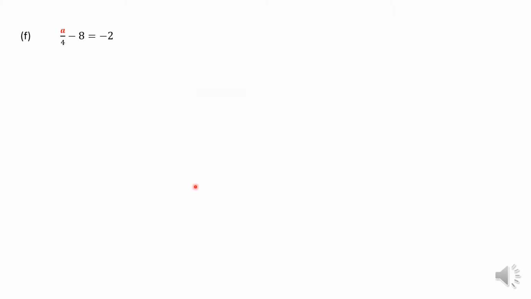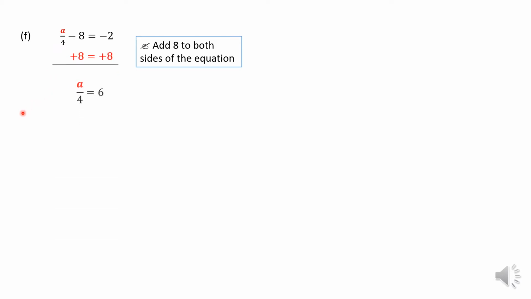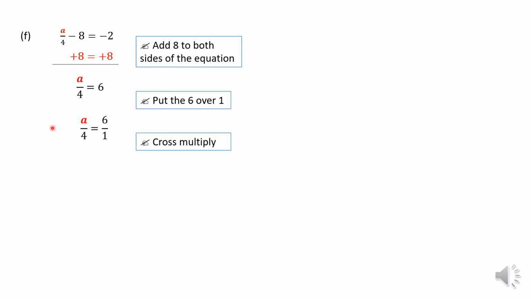Let me bring in 2 more. So here you have got 2 terms, so we have to isolate the a over 4. So we'll get rid of that 8 by adding 8 to both sides. So when you add 8, on the other side you're going to get 6. And again, as I said, put a 1 under the 6, so 6 over 1, then do cross multiplication. Okay, and when you do cross multiplication, you're going to get a equals 24.